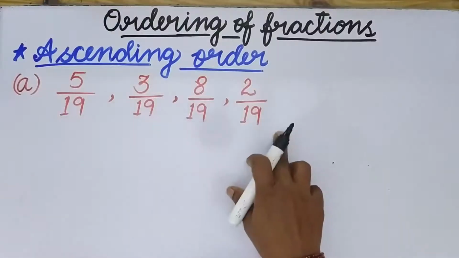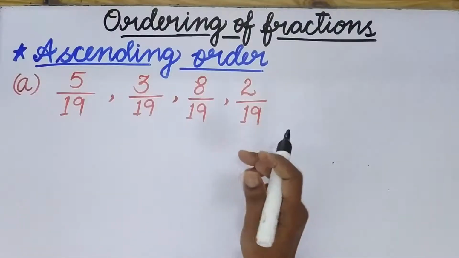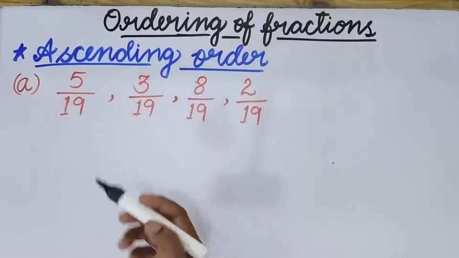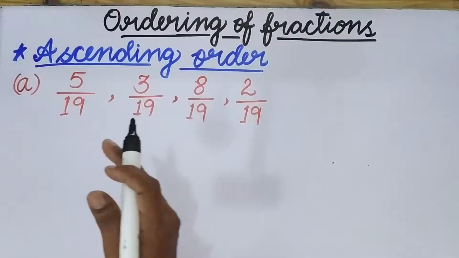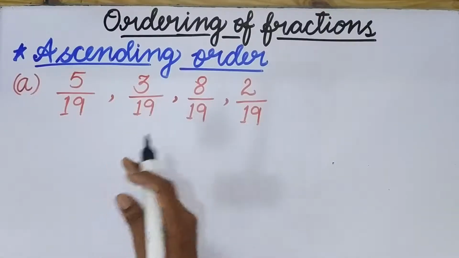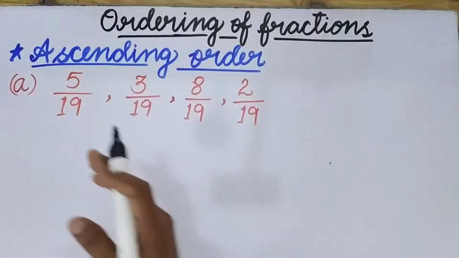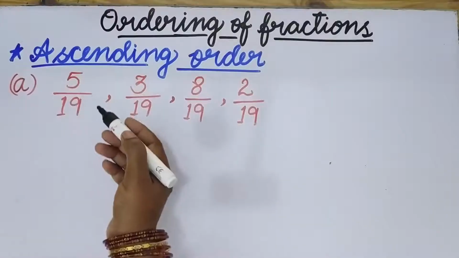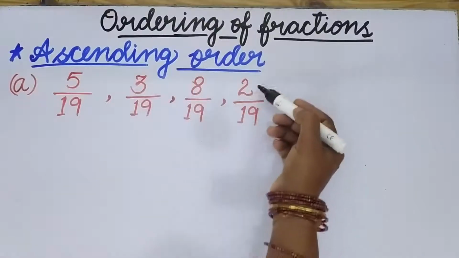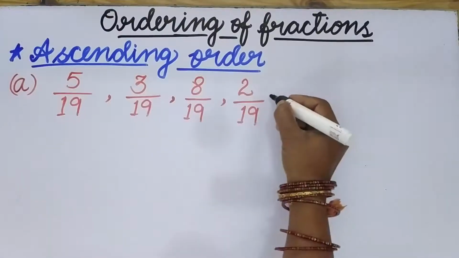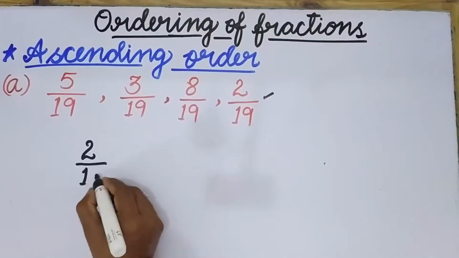look at the fractions. These are all like fractions. So we compare the numerators. Whichever is the smallest, that fraction should be written first. We know very well ascending order is smaller to greater, so smaller fraction to greater fraction. Let us have a look here. Which is the smallest fraction? 5 by 19, 3 by 19, 8 by 19, 2 by 19. Yes, 2 by 19 is the smallest fraction. Let us write here, 2 by 19.